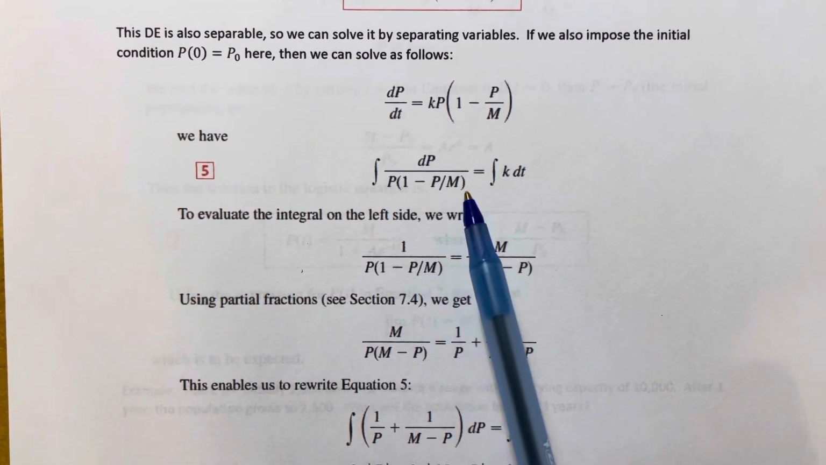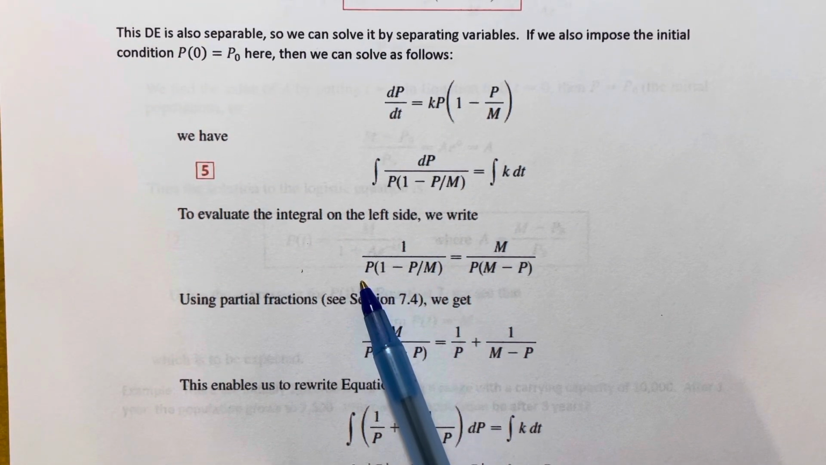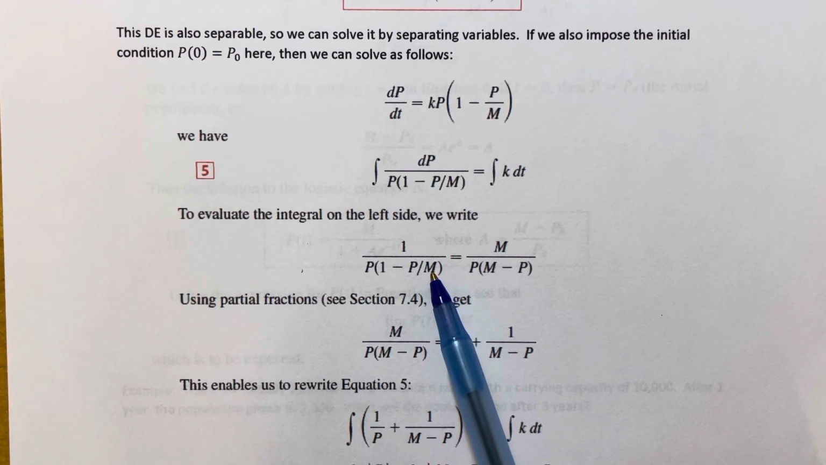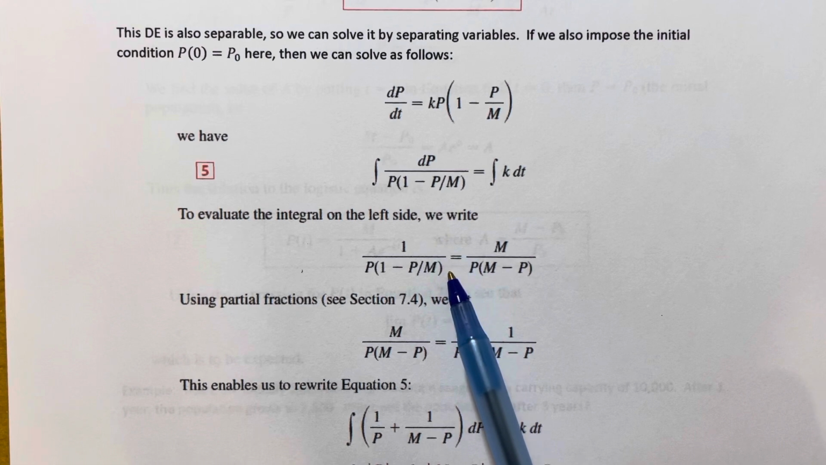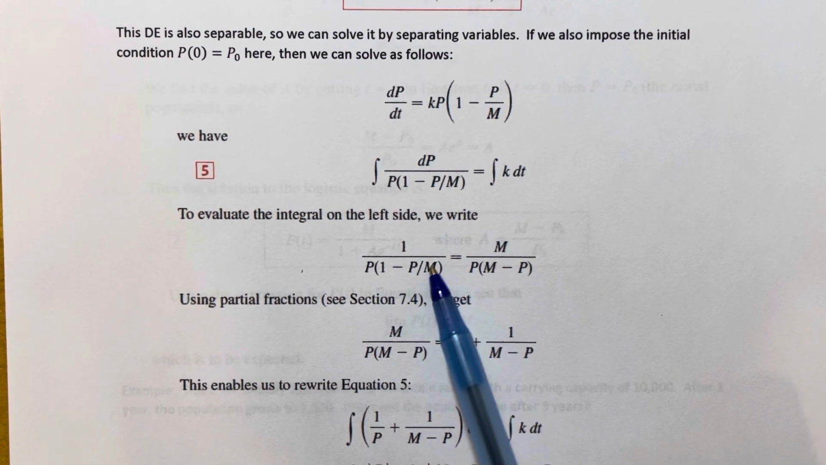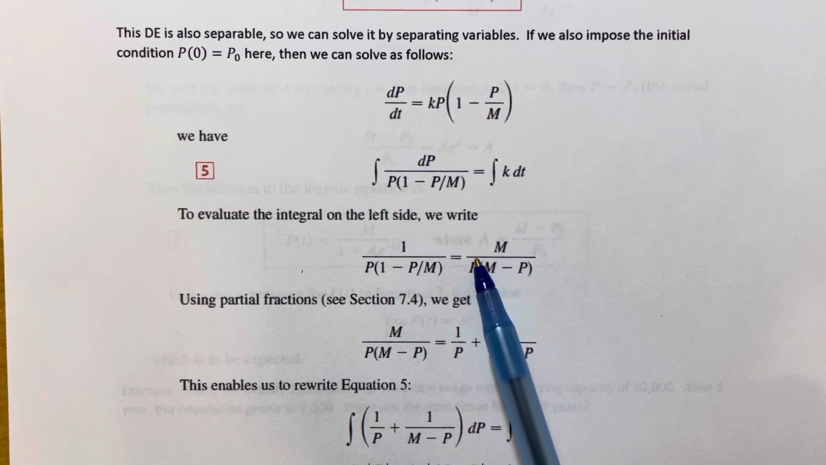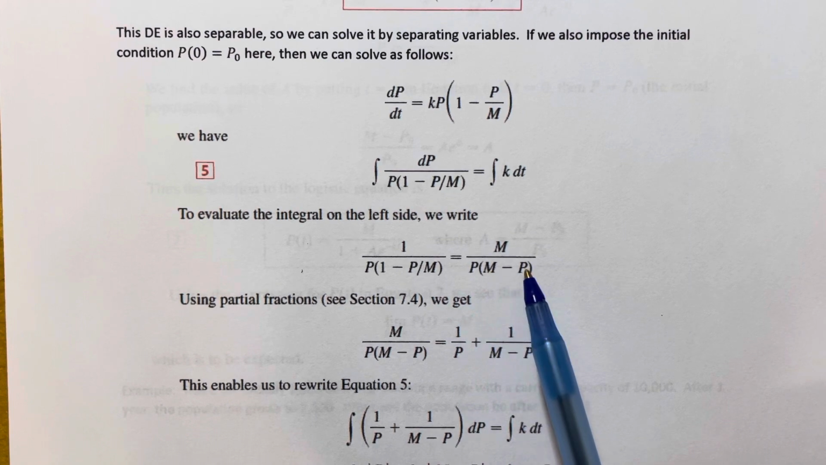So what we're going to do is take that integrand, 1 over p times 1 minus p over m, and get rid of the m in the denominator here, which you can do by multiplying the numerator and denominator by m. That m would distribute into here and eliminate that denominator, giving me a p here and then an m here. So it becomes m over p times m minus p.